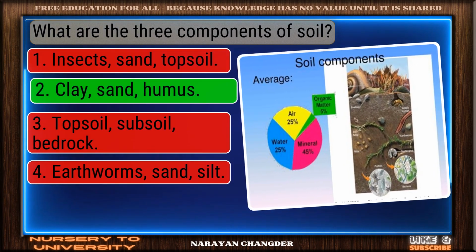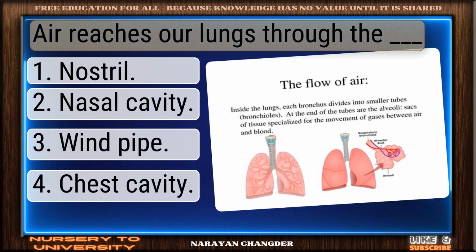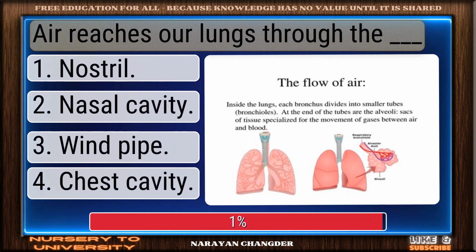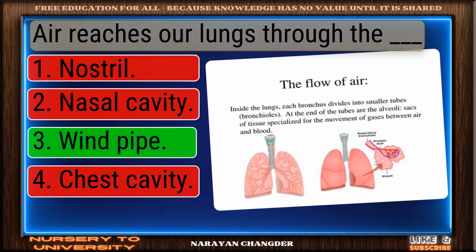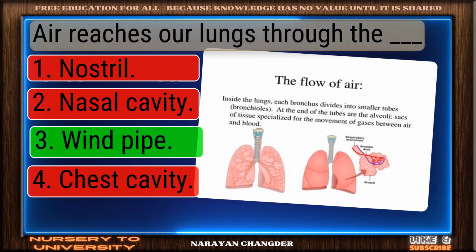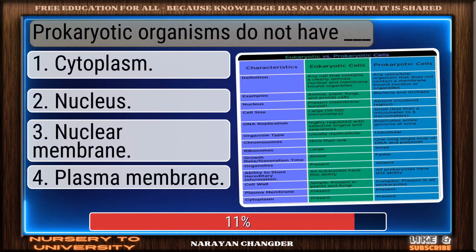Good thinking. Clay, sand, humus is the right answer. Question number 137. Air reaches our lungs through the dash. On track. Windpipe is the correct answer. Question number 138. Prokaryotic organisms do not have dash.